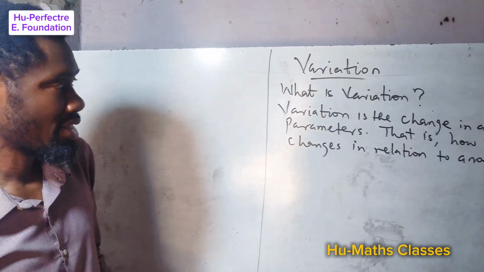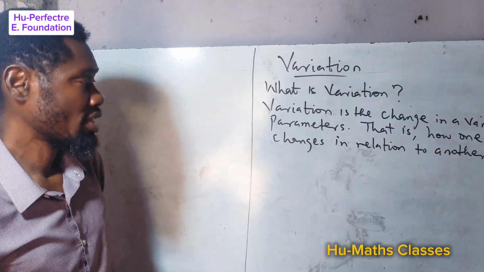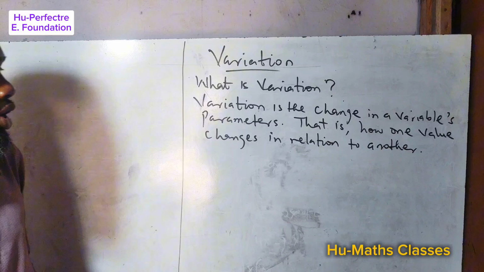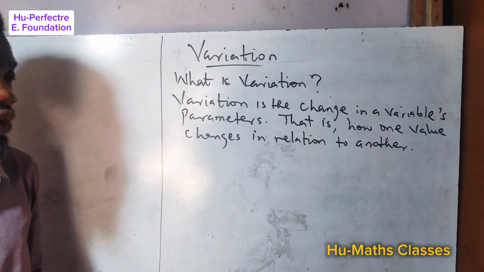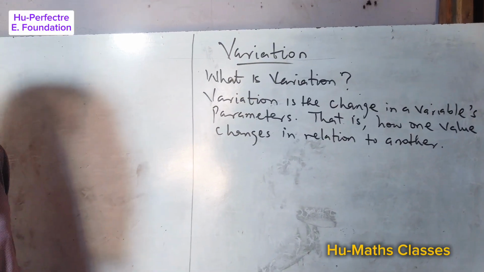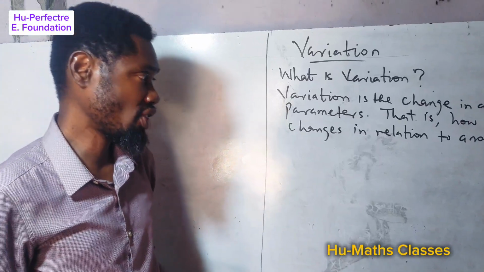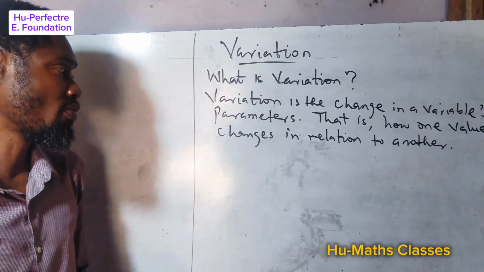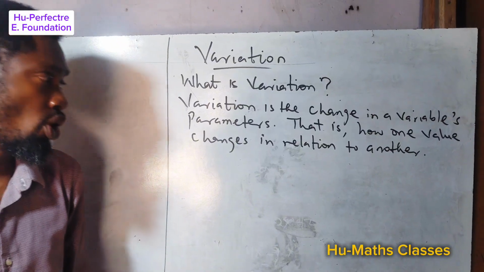Variation is what we are looking at today. What is variation? Variation could also be referred to as proportionality. So variation is a change in a variable's parameter. That is how one value changes in relation to another.